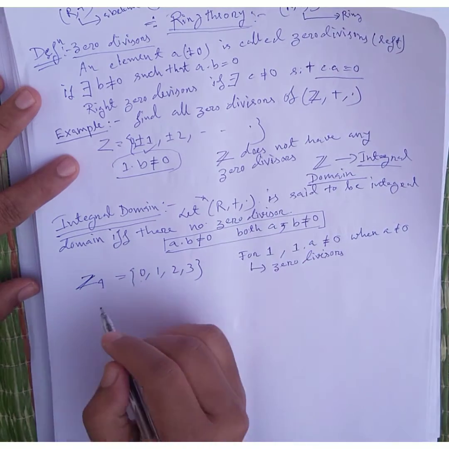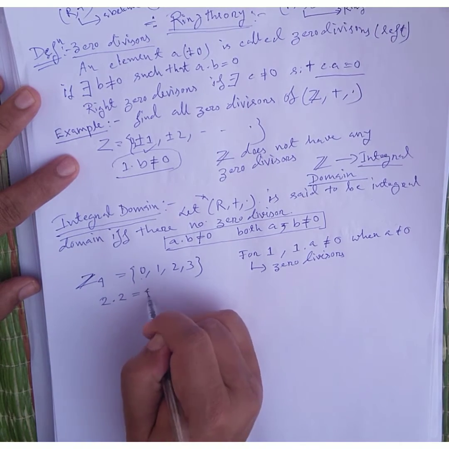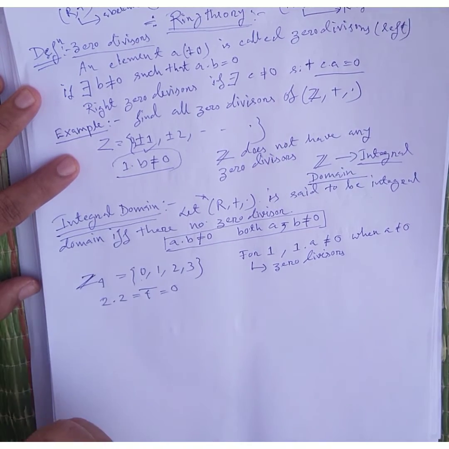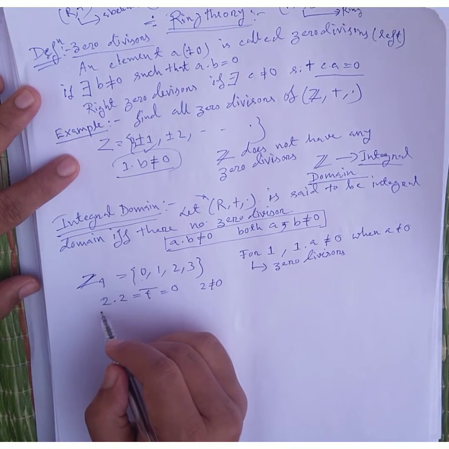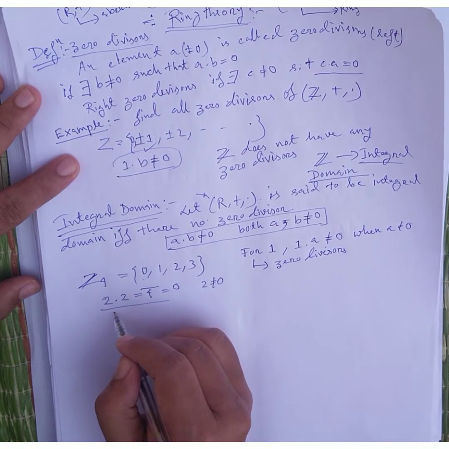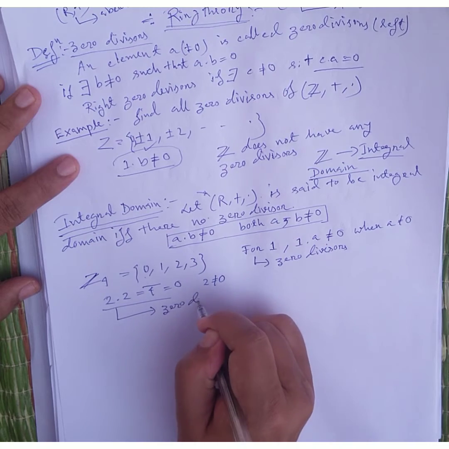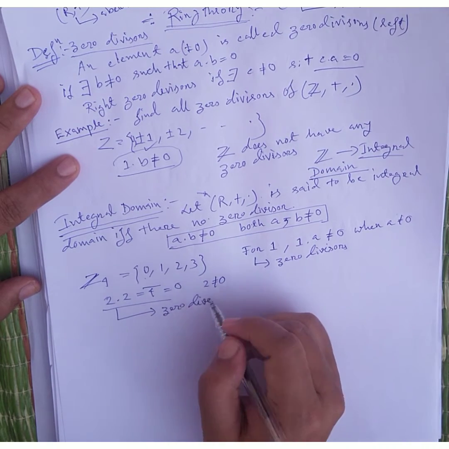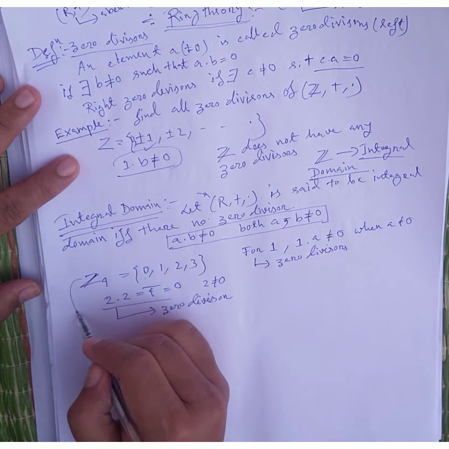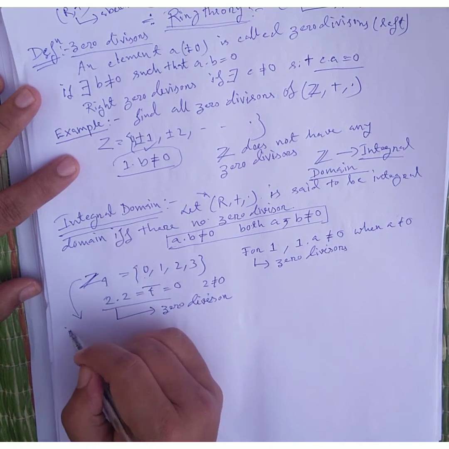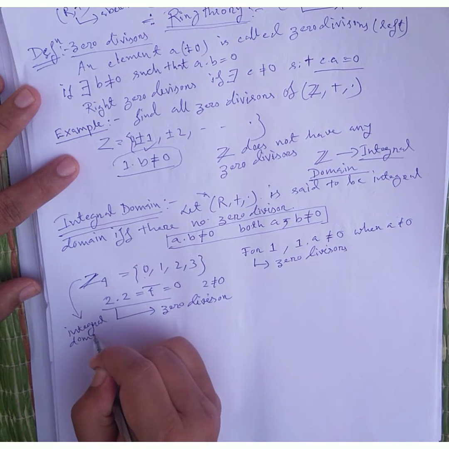So again, now take 2. 2·2 equals 4, and 4 bar equals 0. Here 2 ≠ 0, that means we get a zero divisor. So I get an element that is a zero divisor. So Z4 is not an integral domain. Must remember, Z4 is not an integral domain.